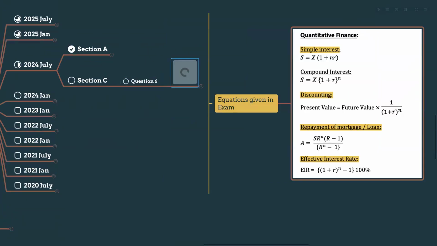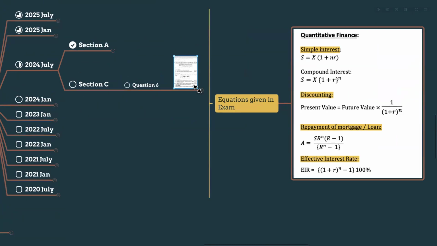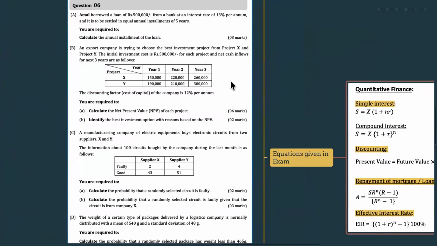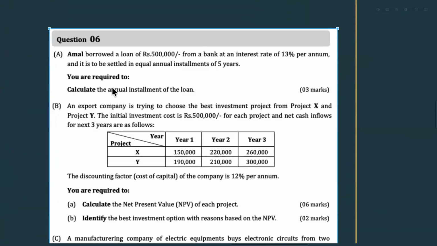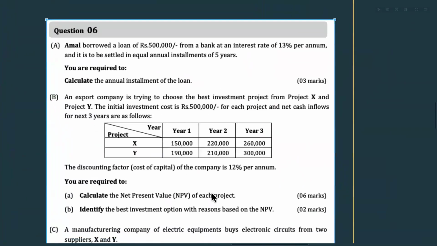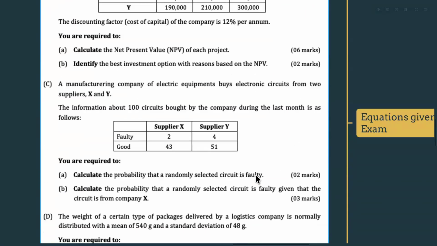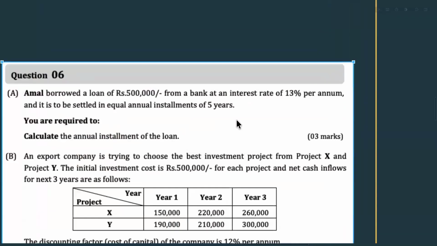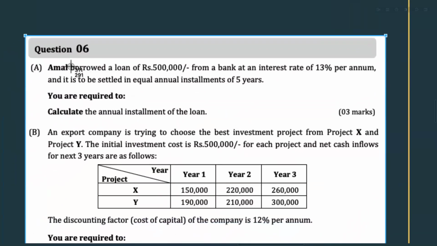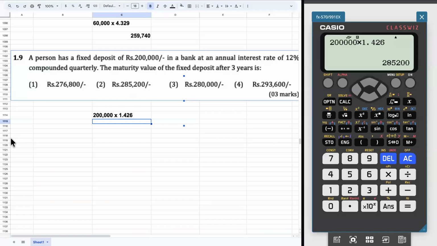Zahra, please ask me specifically what you are trying to understand. And again, another question: calculate the annual installment of a loan and calculate the NPV, choose the best option, right? Those are very, very simple questions. Anyhow, I'll do it for you. These kinds of questions are again repeating the same methodology.